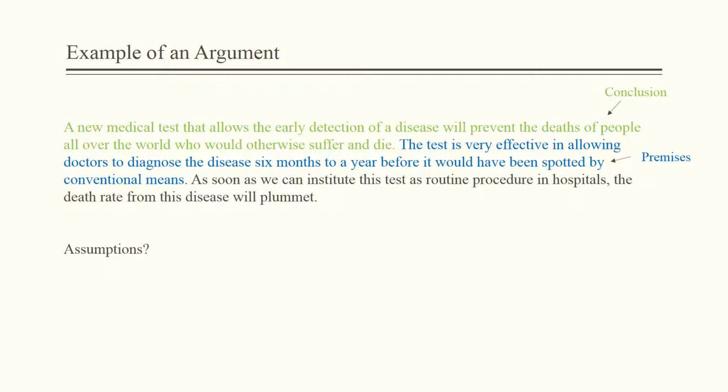Where are the premises of this argument? The premises, as you know, is the evidence in support of the conclusion. So that comes in the second line highlighted in blue. The test is very effective in allowing doctors to diagnose the disease 6 months to a year before it would have been spotted by conventional means. Now, let's think about some assumptions. Assumptions are the unspoken premises of the argument without which the argument would fall apart. Now, assumptions are often causal, analogical, or statistical.